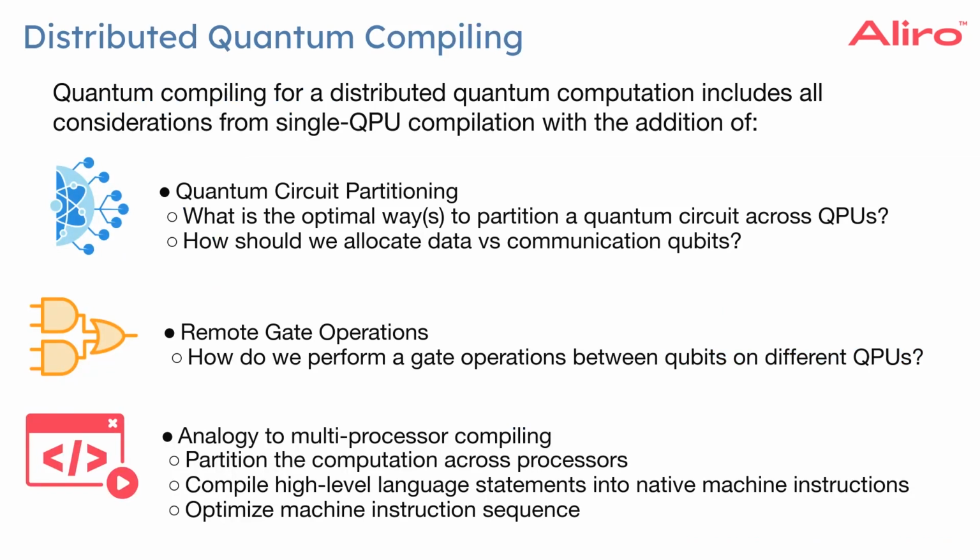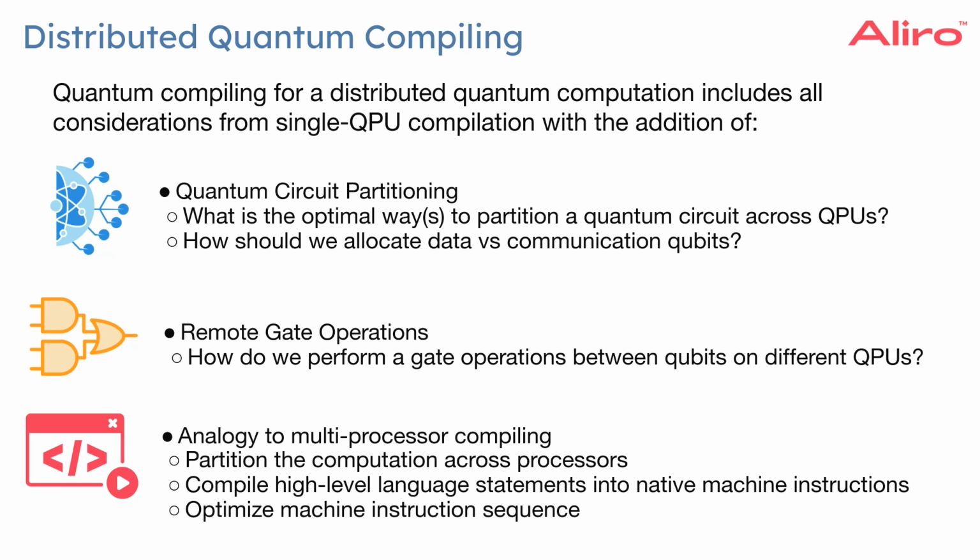When we move from compiling for a single QPU to multi-QPU in a distributed quantum computation, we have a few additional concerns. We have to consider how we map our quantum circuit or partition it across multiple QPUs. How do we cut our circuit? How do we handle remote gate operations where the qubits associated with the gate cross a QPU boundary?